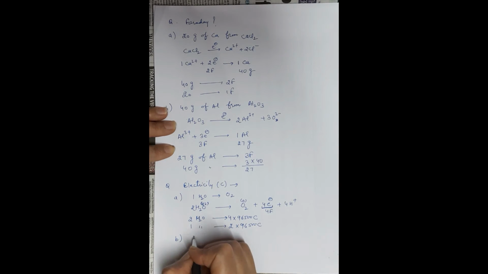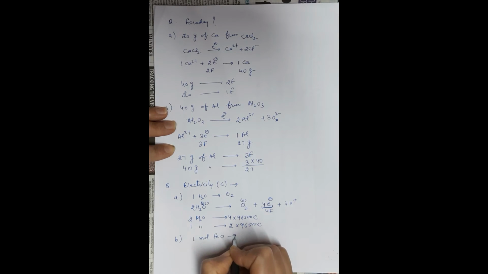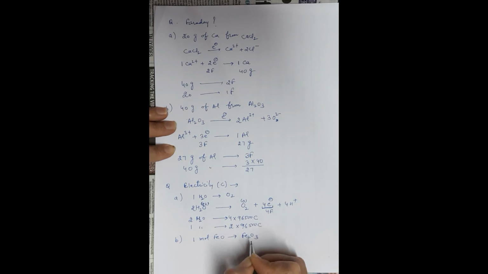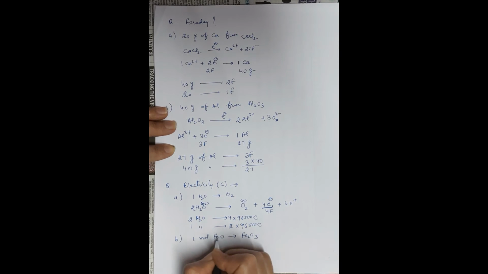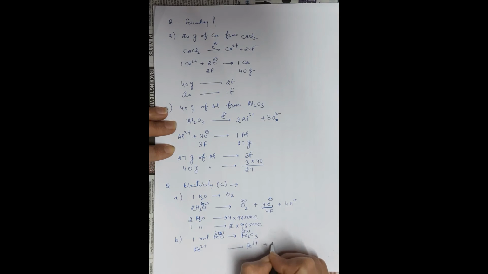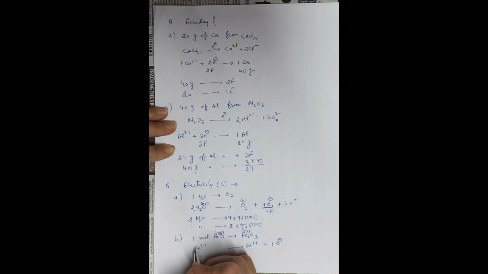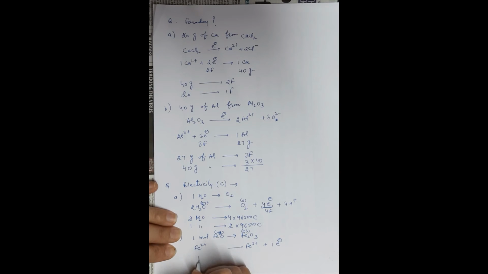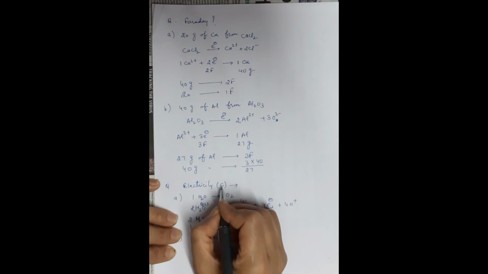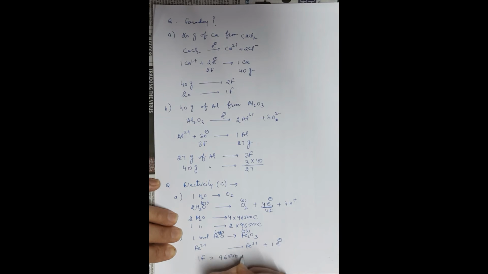The second part of the question is 1 mole of FeO changing to Fe2O3. What is the oxidation number of iron in both cases? If you calculate, it comes out to be +2 here and +3 here. So when ferrous ion changes to ferric, 1 mole of electronic charge is required, that is 1 Faraday. So in this case 1 Faraday is required, and if you want to answer in coulombs, it is 96500 coulombs.